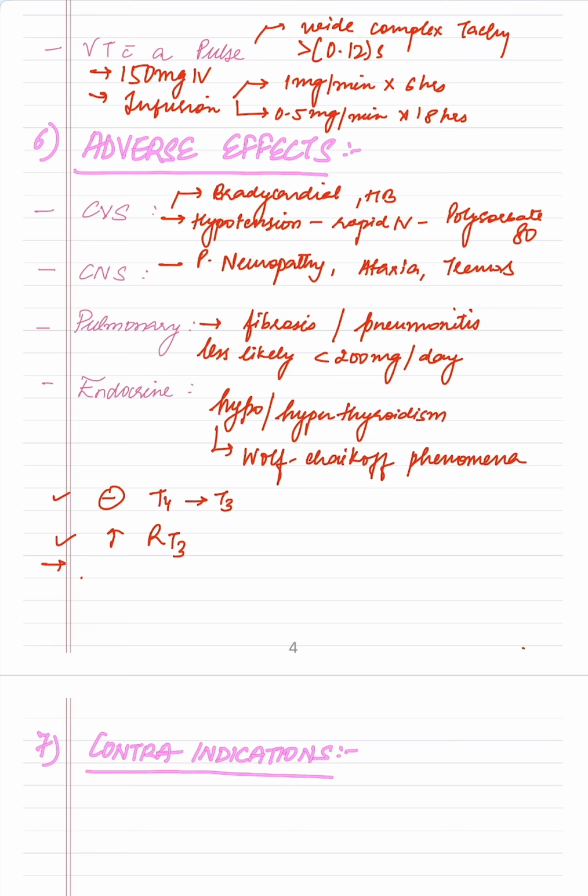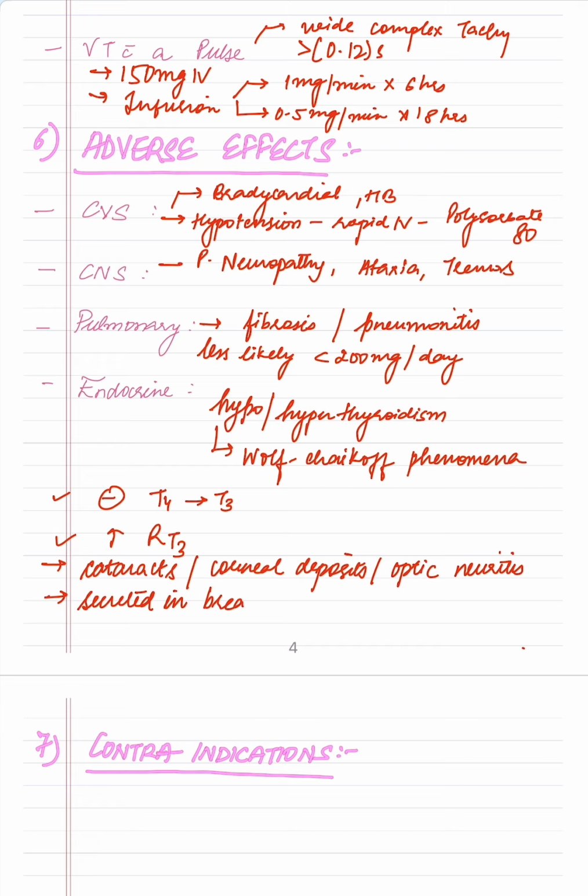Other side effects include, in patients who are taking amiodarone for a long time, they may develop cataracts, corneal deposits, and optic neuritis. It is also secreted in breast milk, may cross the placenta, may derange LFTs, and may cause cirrhosis in some patients.